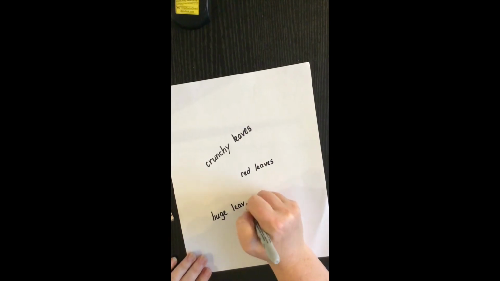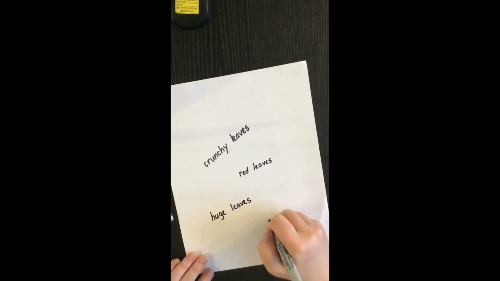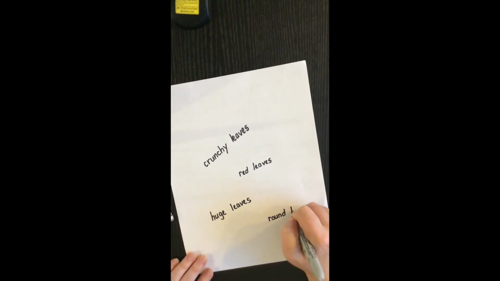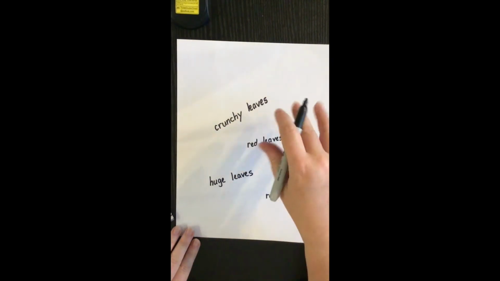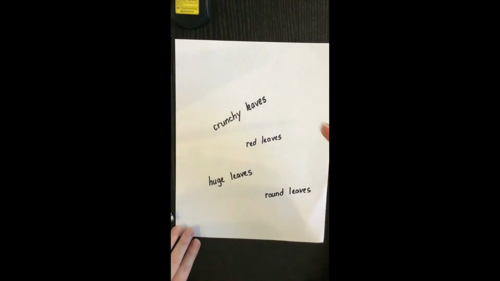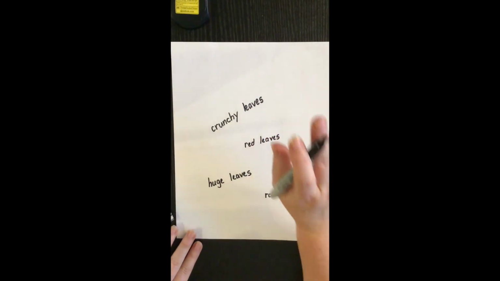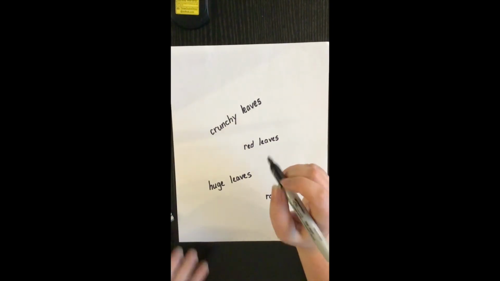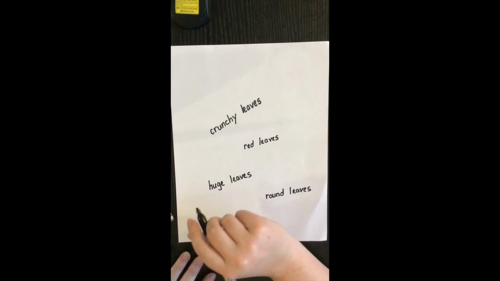And then let's see here. Maybe the shape of it. I know I saw some round leaves, pointy leaves. I think I'm going to say round leaves. And notice when I'm writing on my paper, I'm not writing necessarily in a straight line. I'm just writing kind of all over the place because eventually I'm actually going to cut these out. And I'll kind of show you how we're going to do that soon. So I have crunchy leaves, red leaves, huge leaves, round leaves.